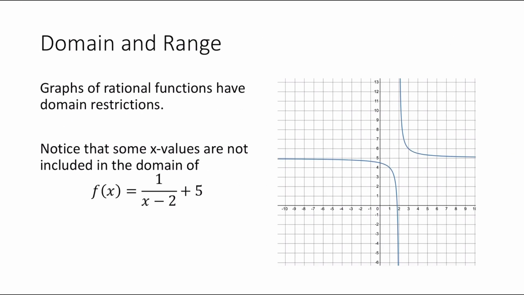Let's start off by talking about the domain and range of a rational function. Just like with radical functions, graphs of rational functions are going to have domain restrictions. If we look at this example, we have the graph of f of x equals 1 over x minus 2 plus 5. Notice that not all x values are included in the domain of my function. You can see here I have this gap where my function jumps from one piece to the next. That's telling me that there are some x values that may not be included in the domain.